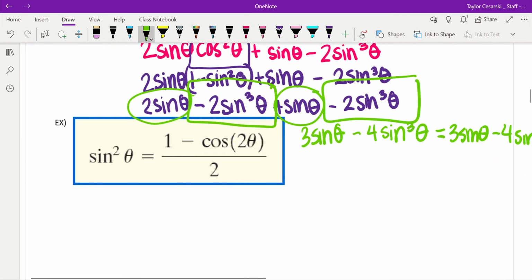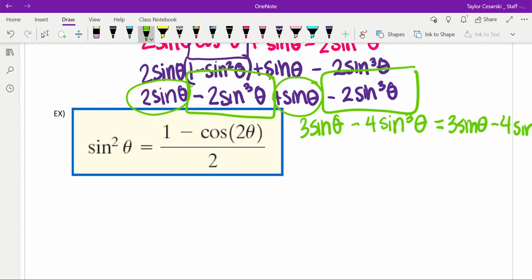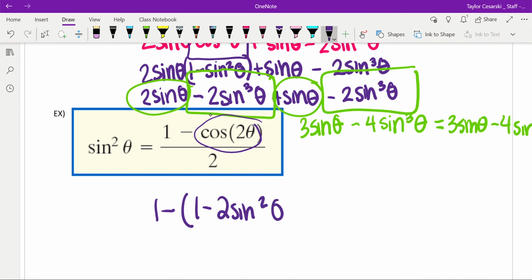All right, so next one. Sine squared equals 1 minus cosine of 2 theta over 2. So I'm going to manipulate the right side because I can't really do anything with that left side. So this is where, again, I have some choices of what to do with this cosine of 2 theta. Again, because I have a sine squared, I'm going to write it as the identity with sine squared. So 1 minus 1 minus 2 sine squared of theta all over 2.